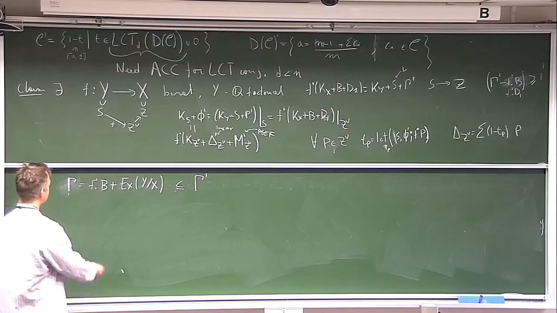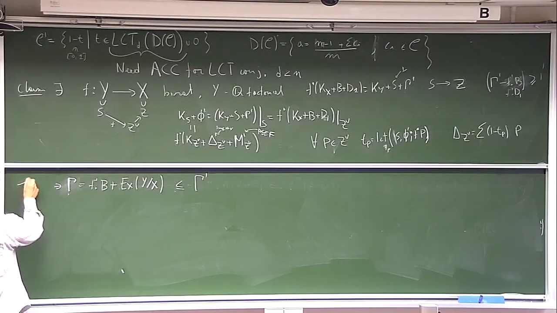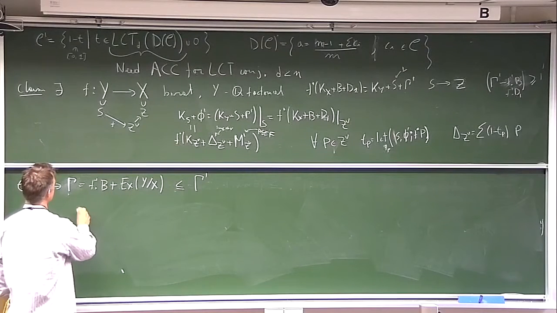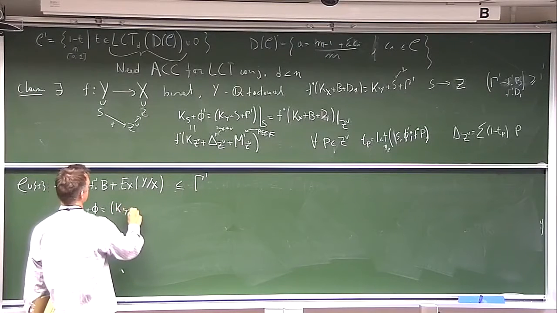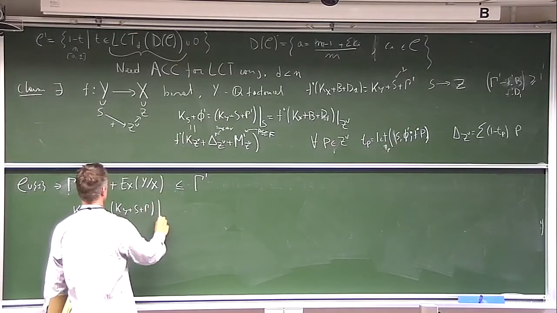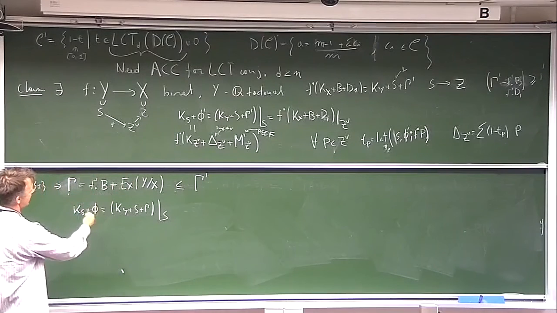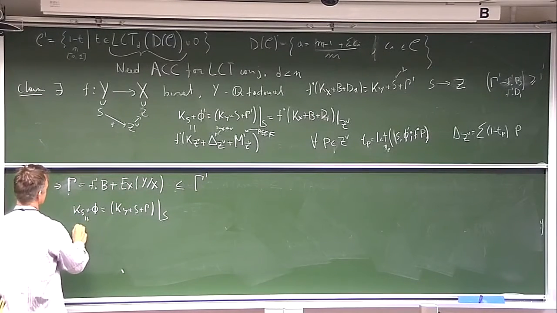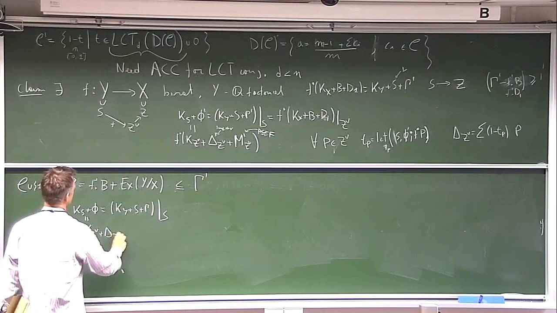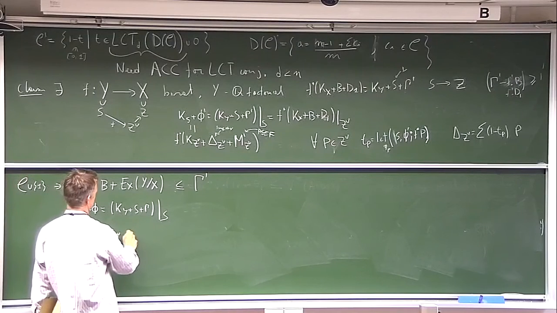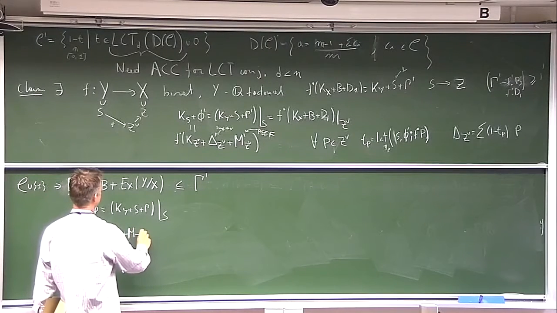However, the coefficients of this gamma are now in C union {1}. Maybe I have to throw in the number 1 because I'm adding this reduced exceptional divisor. I might as well just assume that C contains the number 1. And then I take K_S plus phi to be (K_Y plus S plus gamma) restricted to S. And I apply Kawamata subadjunction to this. I write this as the pullback of K_Z nu plus delta Z nu, so no primes anywhere here, plus some pseudo-effective divisor.